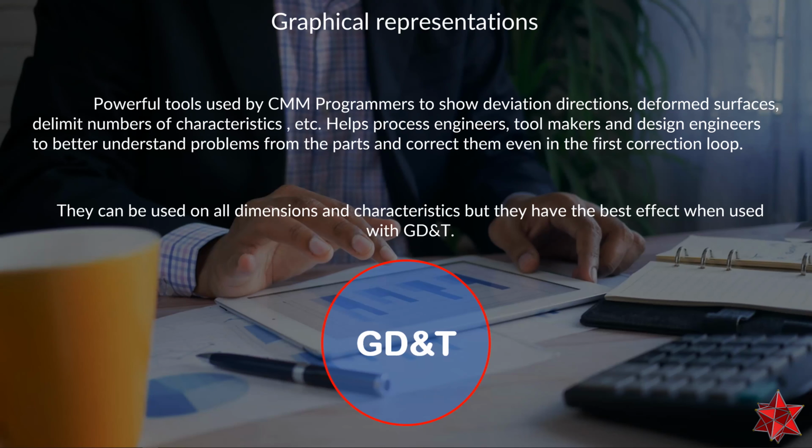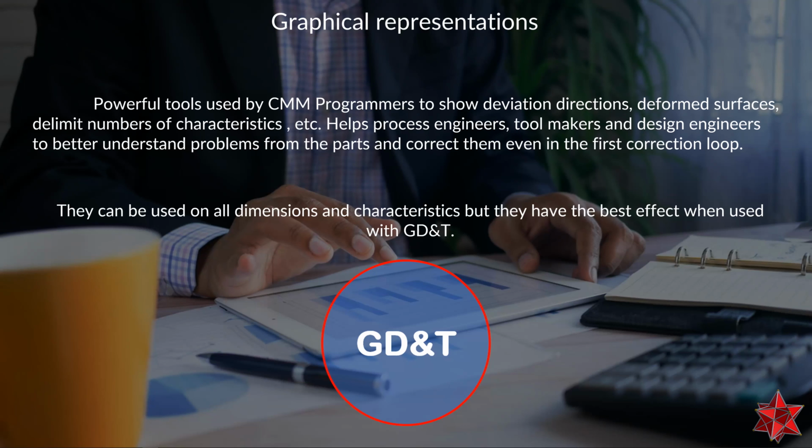First of all, let's establish from the beginning what graphical representations are. The way I see them is that they are powerful tools used by CMM programmers to show deviation directions, deformed surfaces, the limit number of characteristics, and so on. They help process engineers, tool makers, and design engineers to better understand problems from the parts and correct them even in the first correction loop. They can be used on all dimensions and characteristics, but they have the best effect when used with GD&T.